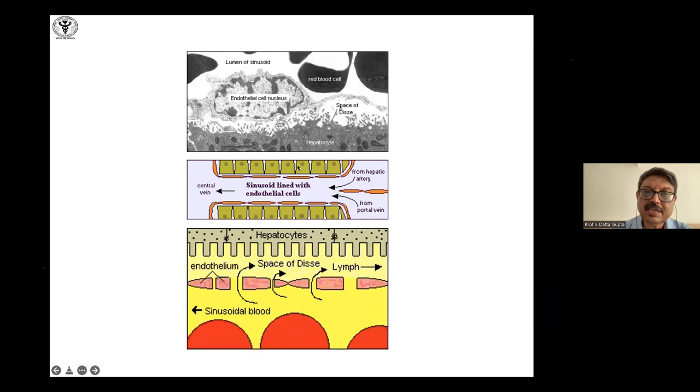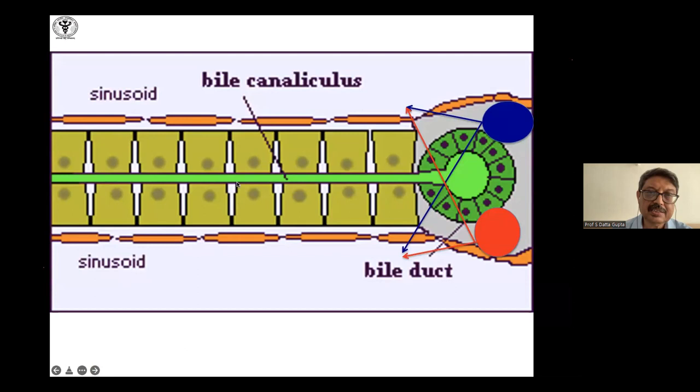And then you have the hepatocyte, right? On the other side, between two hepatocytes, they actually cup together to form a canal. There is no lining as such here. There are two epithelia that form the bile canaliculus. In fact, it is very peculiar. It's almost like the kidney, where you have a countercurrent mechanism. Here, of course, you have the hepatocytes in between.